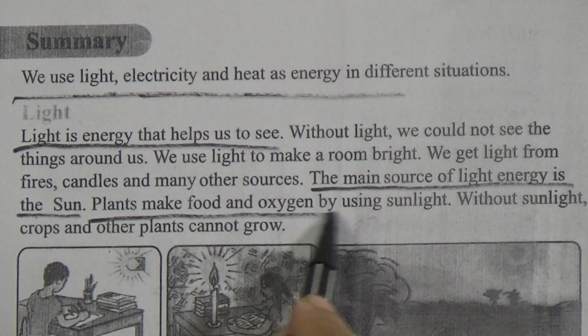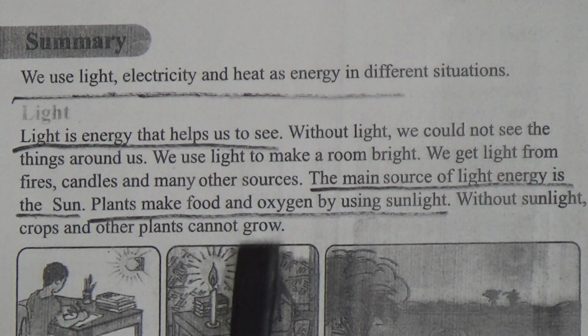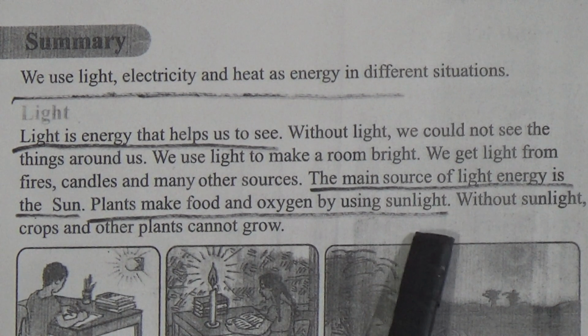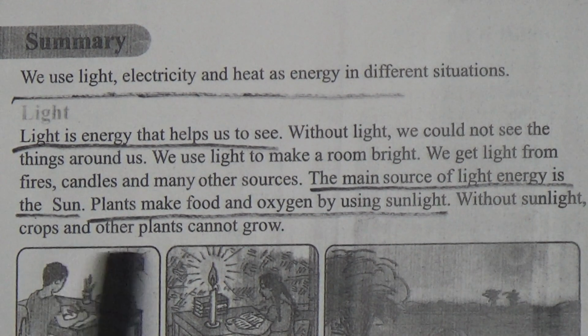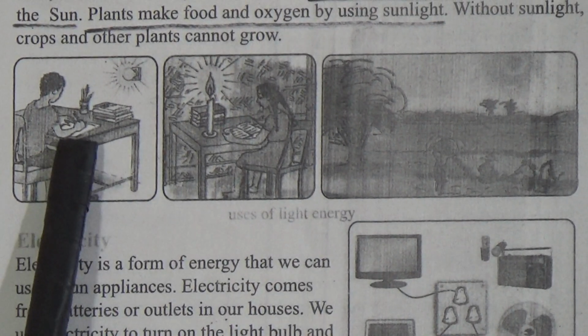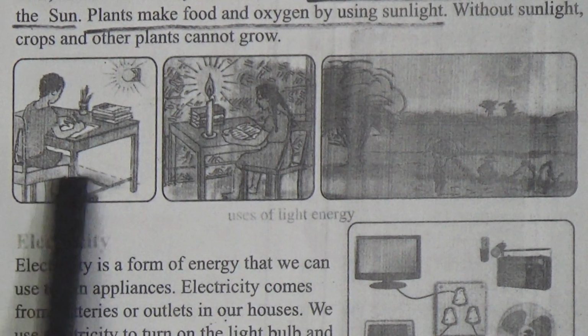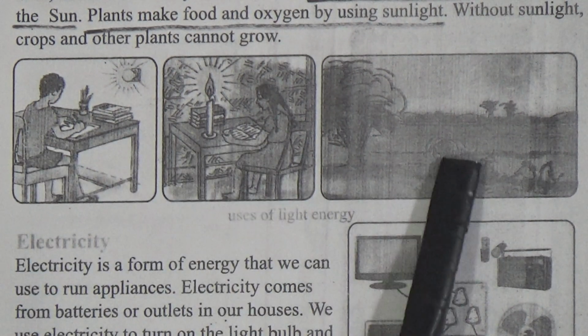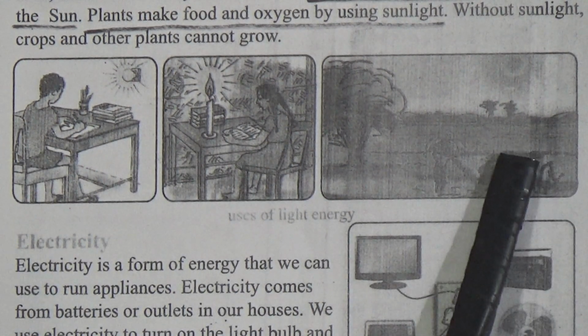My dear students, underline also this line. Plants make food and oxygen by using sunlight. Without sunlight, crops and other plants cannot grow. Now see this figure. Here are given the uses of light energy.